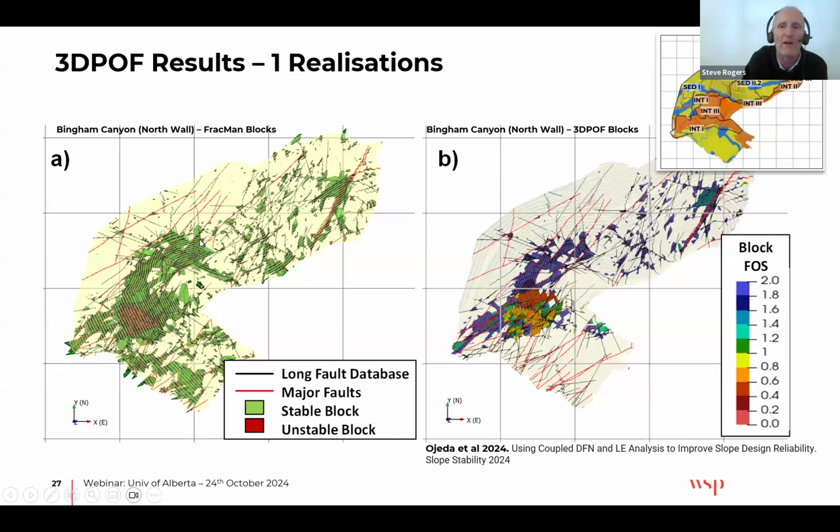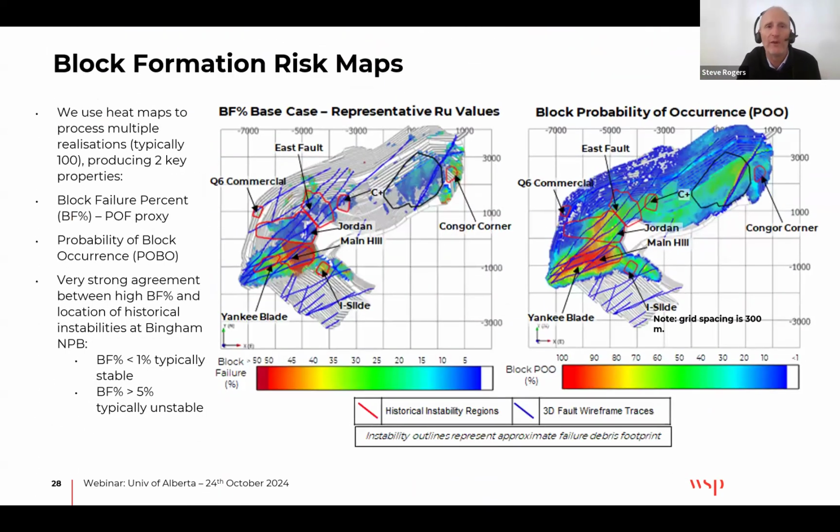But then those blocks themselves are taken into 3DEC, which then computes the factor of safety, where it's actually considering rock mass. So you actually see this hotspot of sub-1 factors of safety. This block is actually called the main hill's failure. So that's one realization, of course, but we're going to run multiple realizations.